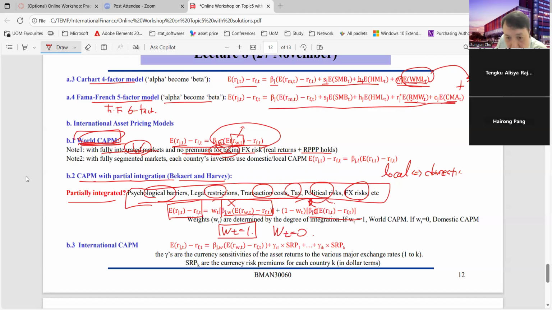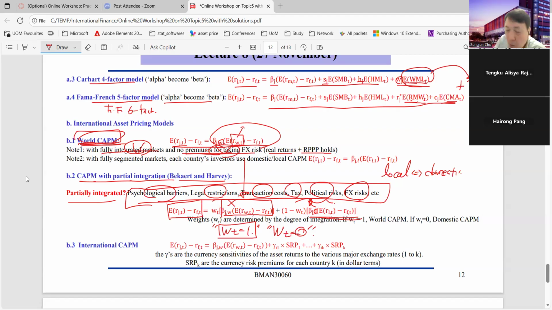So what is the second term? This is the domestic CAPM. So this is a fully segmented market. The intuition is important. In a partially integrated world, the model you're going to use is the mixture of the global factor, world market portfolio factor, and local market factor.